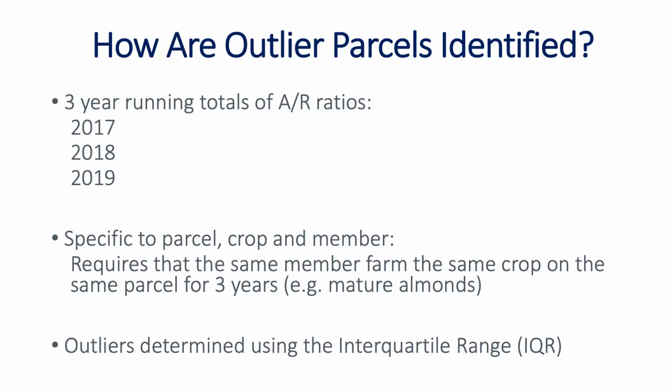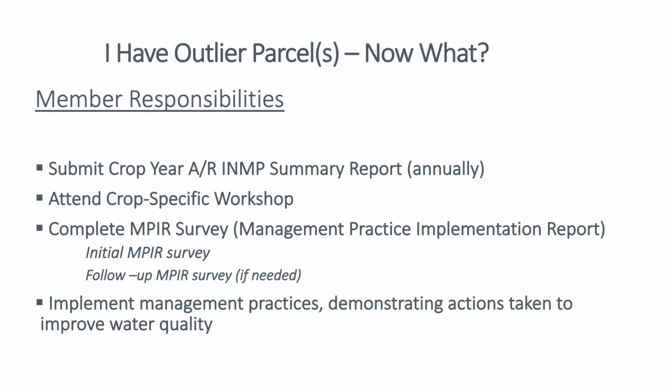So how are the outlier parcels identified? We take 3 years of data, and in this case, we're taking 2017, 18, and 19 data and giving you this report on those outlier parcels. And the designation is specific to a crop, a parcel, and to the member. And it requires the same member farm, the same crop on the same parcel for 3 years in a row. So you're not taking the responsibility of previous landowners or operators in the specific fields.